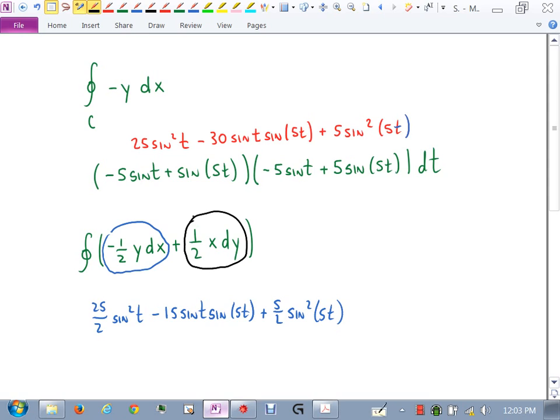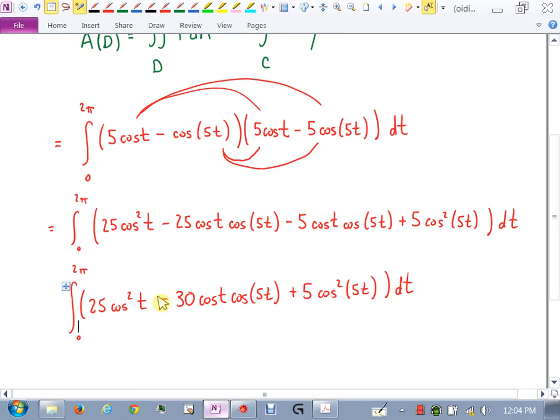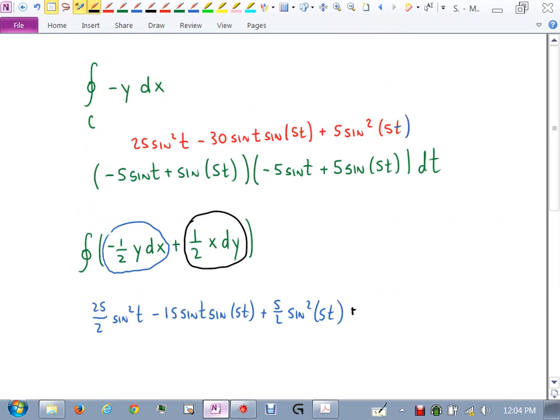Half of x dy, which was the previous part of this thing, right? So let me add to that, and I'm going to do it below. Well, I'll squeeze it in. Add to that the previous page, which was 25 cosine squared t minus 30, right? This. Here we go. Help me out. This will be 25 halves cosine squared t minus 15 cosine t cosine 5t, and then plus 5 halves, thank you, cosine squared 5t.